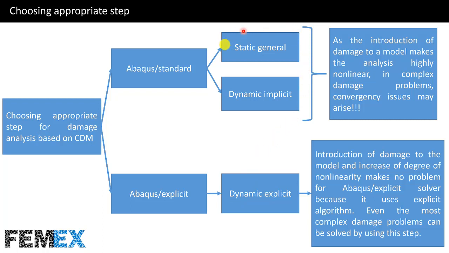If you use one of the implicit steps, as the introduction of damage to a model makes the analysis highly nonlinear, in complex damage problems, convergence issues may arise. It's because of the use of an implicit algorithm by these steps. And if you use a dynamic explicit step, introduction of damage to the model and increase of the degree of nonlinearity makes no problem for the Abaqus Explicit solver because it uses an explicit algorithm. Even the most complex damage problems can be solved by using this step.